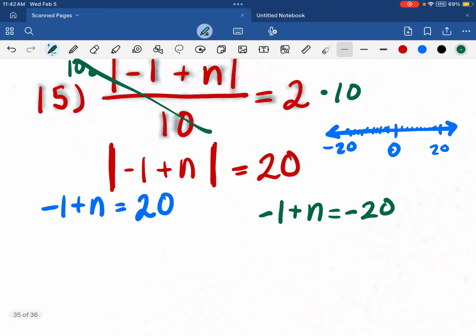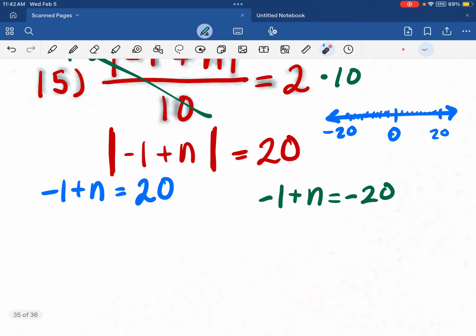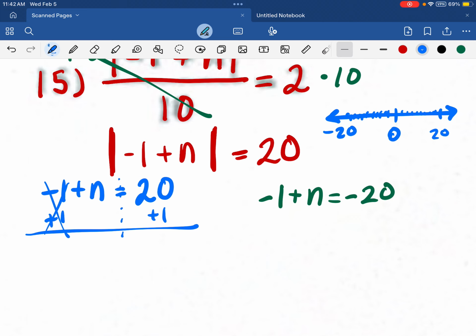Okay. So, the next part jumps into math that we hopefully are pretty familiar with. I want to get n by itself. What's happening to the n? A negative 1. What's the opposite of negative 1? Adding 1. I'm going to add 1 to both sides of the equal sign. Okay, n equals 21, it looks like.